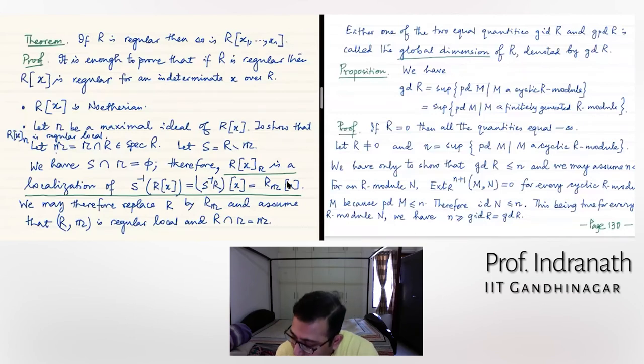So this is now very, very useful. Why is this useful? See this comment, this is very important: we may therefore replace R by R_M and assume that R_M is regular local and R intersection N is M. Absolutely. Because if this is a localization of this, now this is your base ring, and this has become local. What do you want to show? You want to show that this ring is regular. After you have shifted from R to R_M, it's enough to show that this ring is regular.